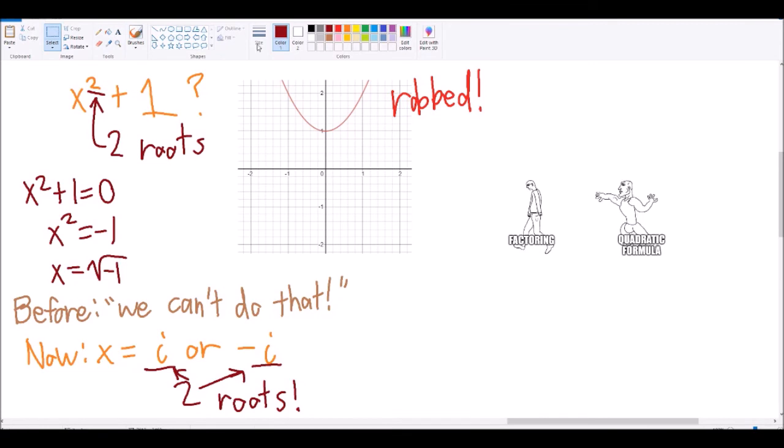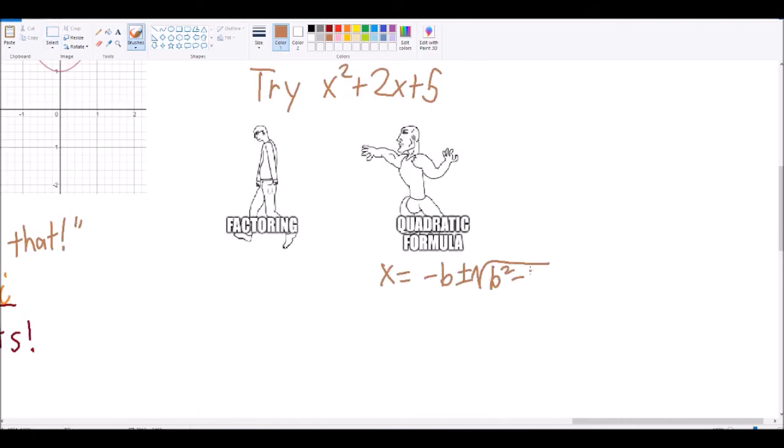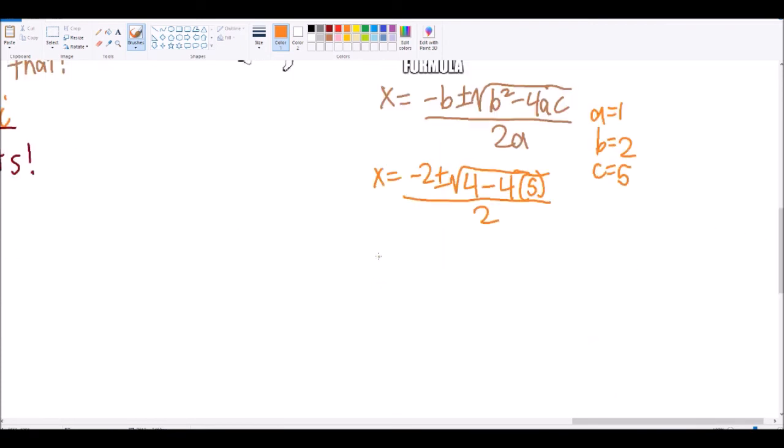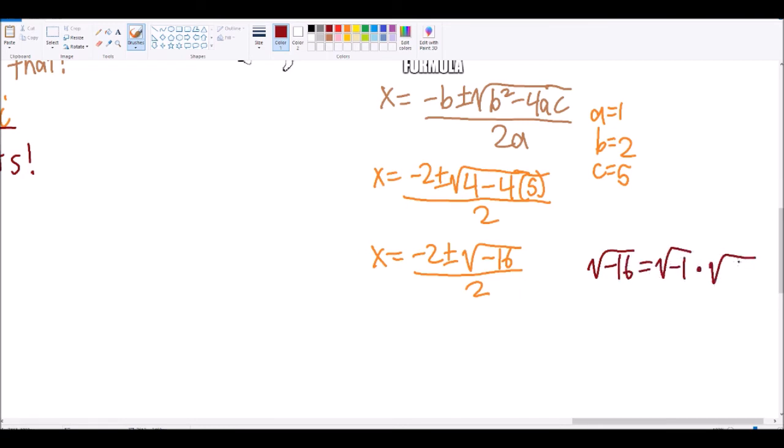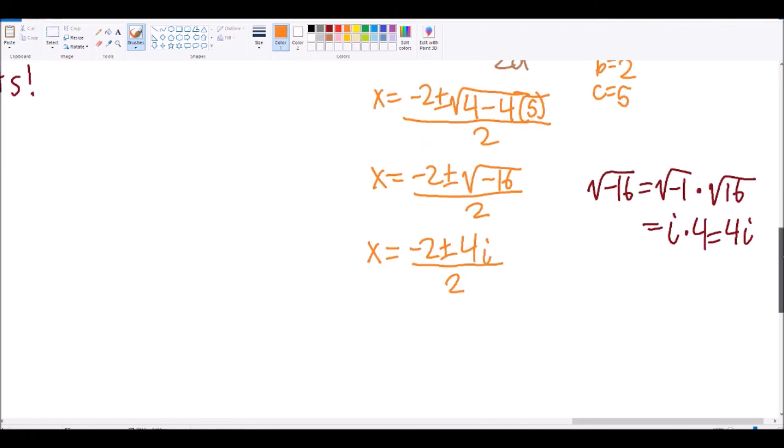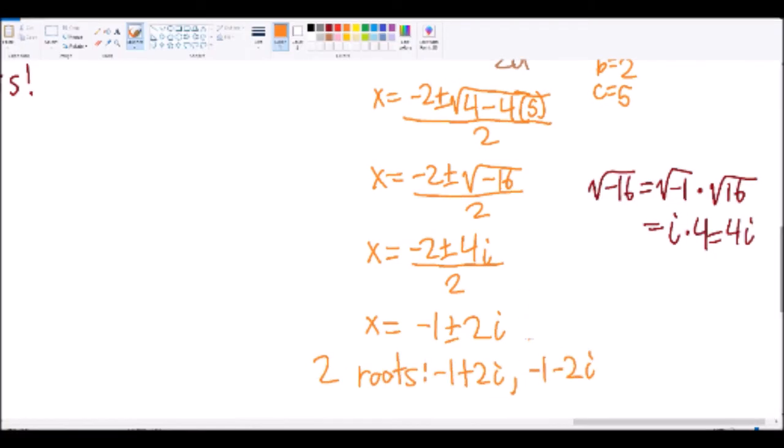So to all of you quadratic formula haters, try solving x squared plus 2x plus 5 with just factoring. See, using the quadratic formula, the clearly superior method to solving these types of equations, we can do this. One really useful trick with these square roots is that you can split the radicals along multiplication. So the square root of -16 can be written as the square root of -1 times the square root of 16, which would get i times 4, or 4i. And there we go. 2 roots, and would you look at that, they're complex conjugates of each other.